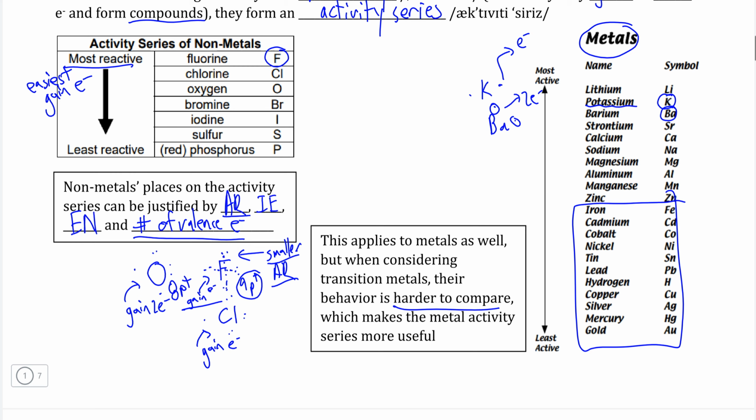Therefore, what we can simplistically say is that the higher an element is on the metal activity series, i.e. the more reactive it is, the more easily that metal is to lose an electron as opposed to gain it, and the higher they are, the more easily that is able to be done.